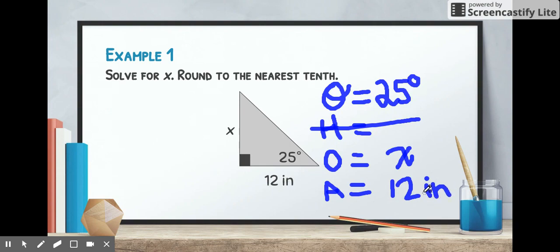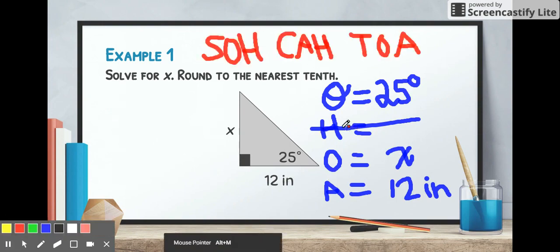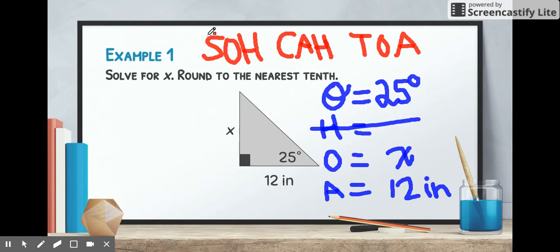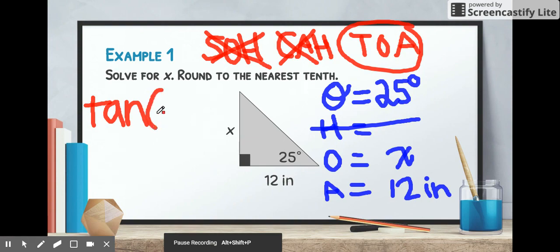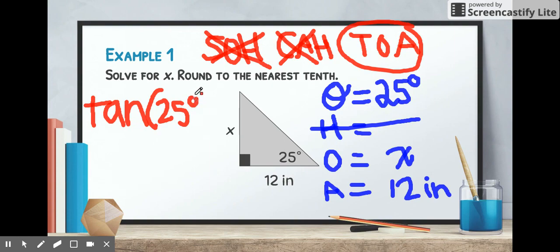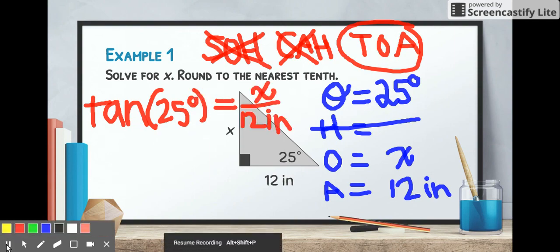So from here, I want to think about SOH-CAH-TOA and figure out which trig ratio is going to help me solve for x with the information that I have. I don't know anything about the hypotenuse, so that's not helpful. For sine, I have to know the hypotenuse, and same thing for cosine. So I don't need to use either of those, which means that I need to use tangent to solve for x. So tangent of your reference angle, and in this case, that's 25 degrees, is equal to x over 12 inches.